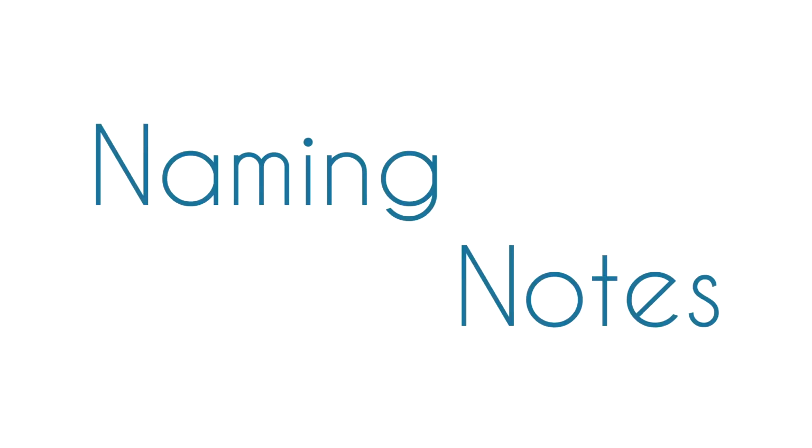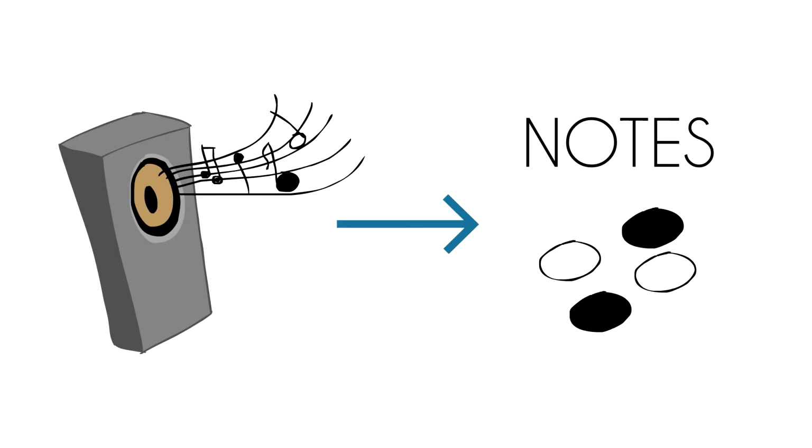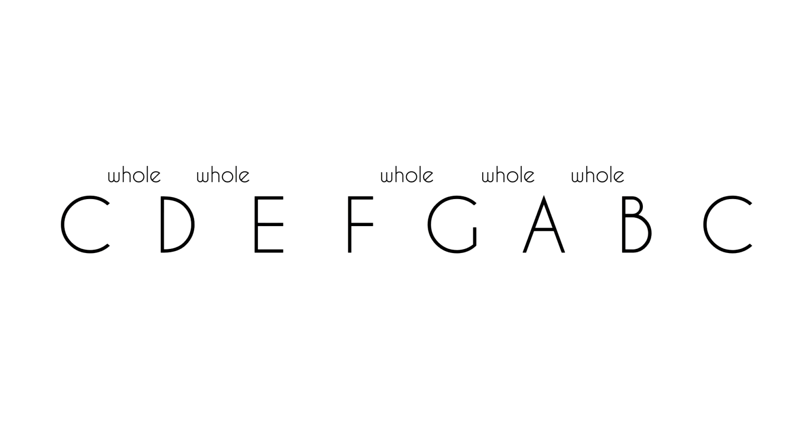Naming notes. Sounds that we can hear are distinguished as notes. Music notes are named in order of increasing pitch: C, D, E, F, G, A, B, and back to C. The space between two of the same notes is called an octave. Notes progress from one to the next in whole steps, which contain two half steps. All notes are separated by a whole step, except E, F and B, C, which are separated by a half step.